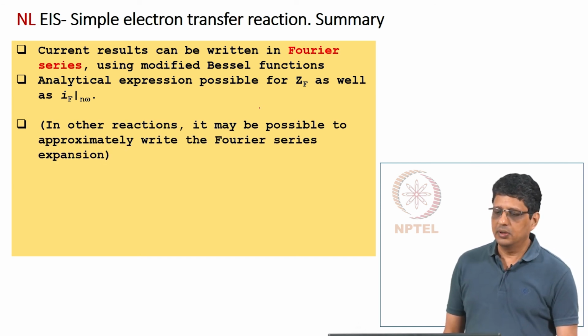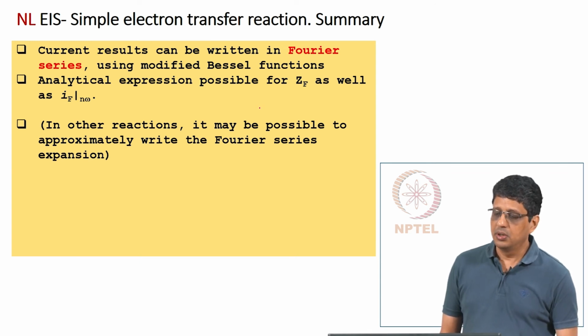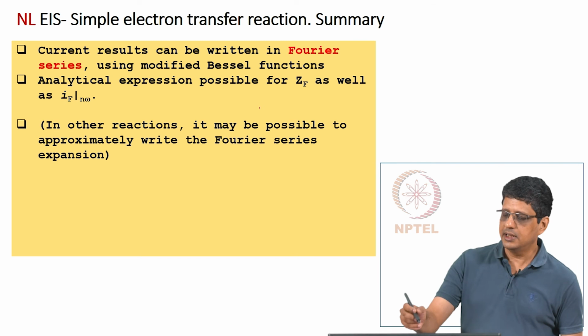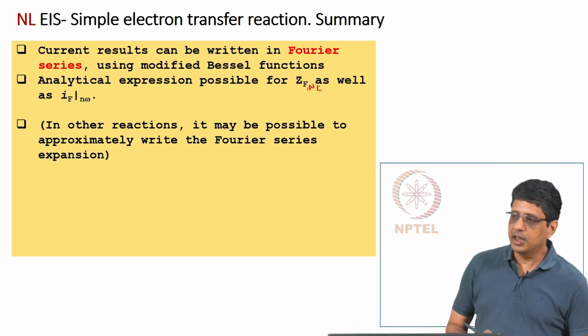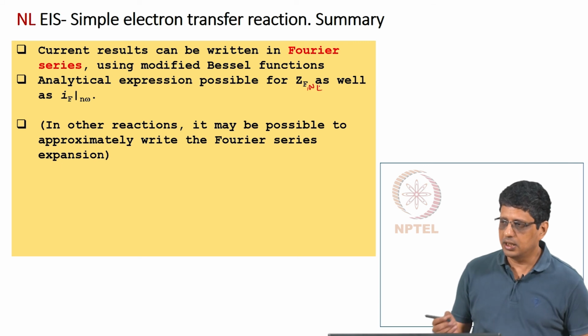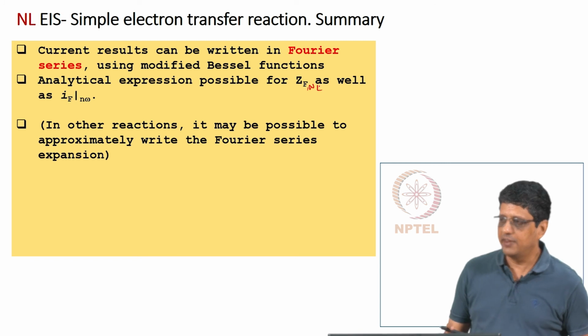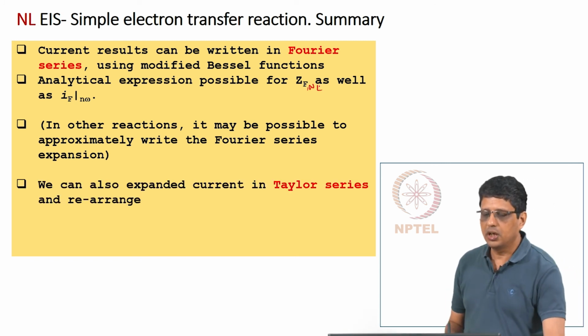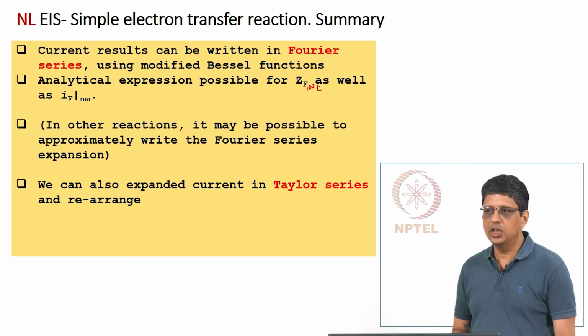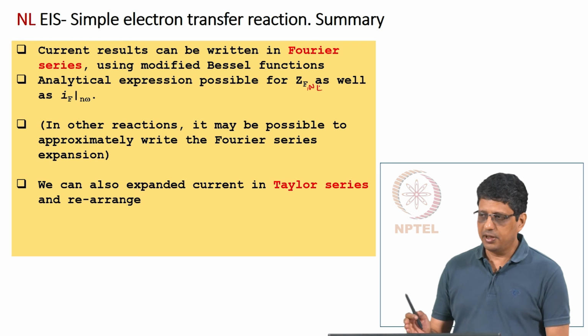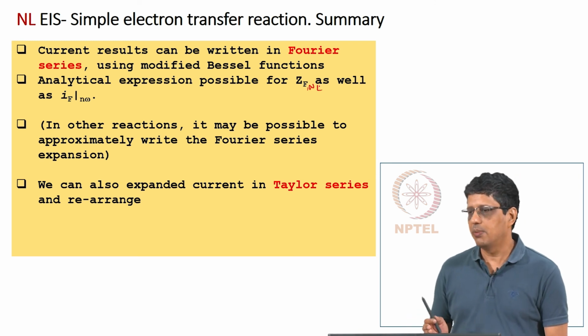So, in summary, we can write the current results in Fourier transform because here we know how to get the analytical expression. We can use modified Bessel functions. So, it is possible to get an analytical expression for impedance, nonlinear impedance. It is also possible to get an analytical expression for the current response at any frequency, second harmonic, third harmonic, and so on. In other reactions, it may be possible to use approximate Fourier series. You can refer to the publication by Professor David Harrington. In some cases, you can also expand in Taylor series and rearrange, but when you do that, you have to be very careful, because when you expand to many terms, the chances of mistakes become more. Okay.